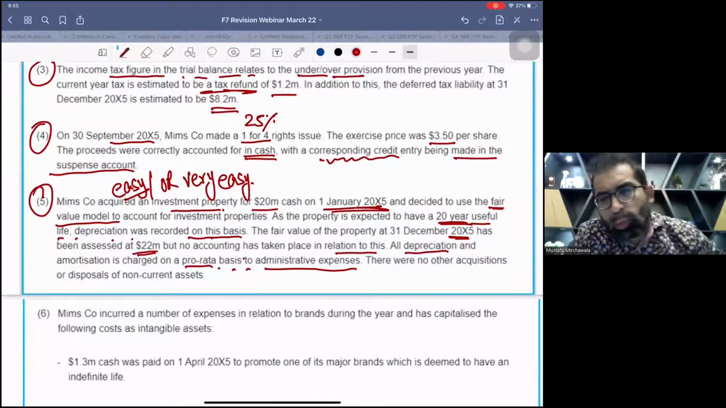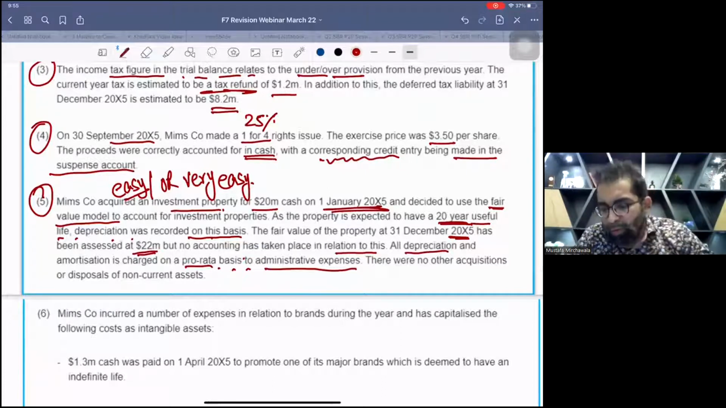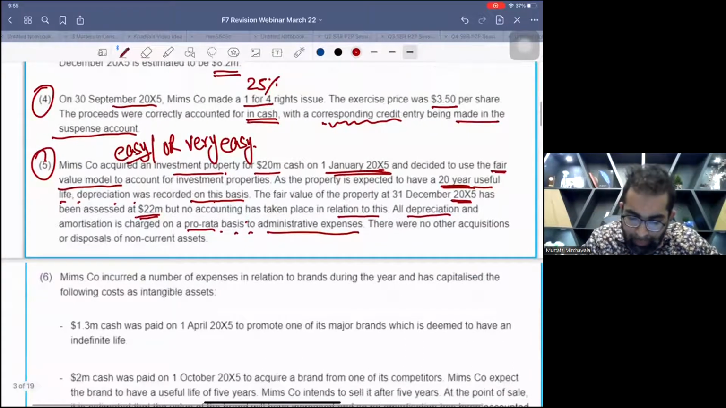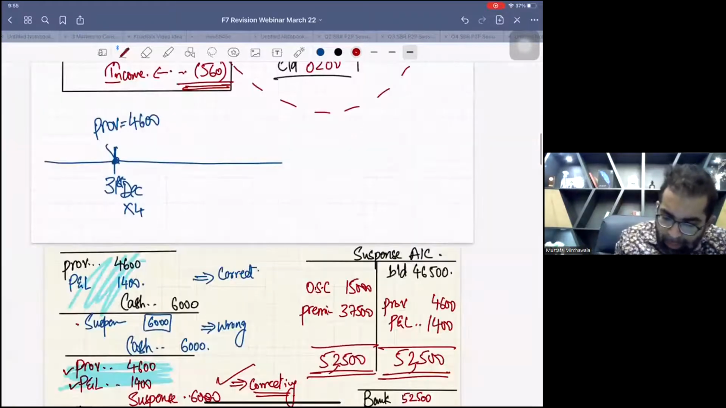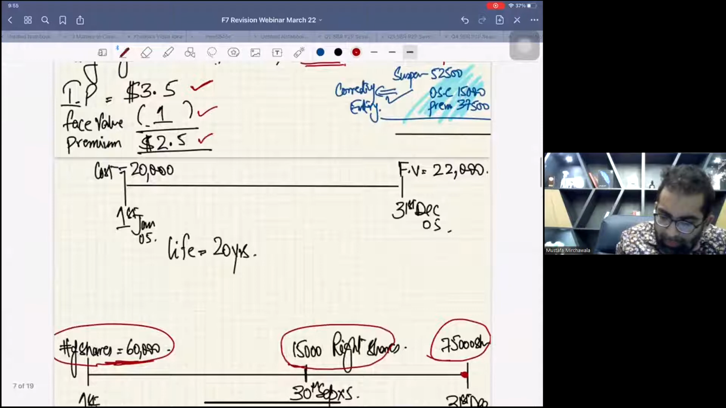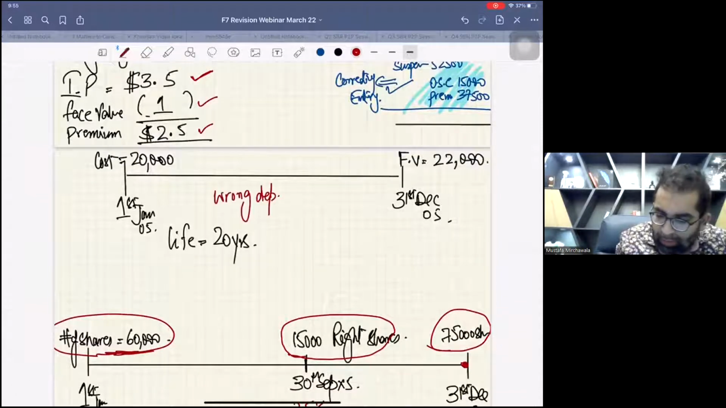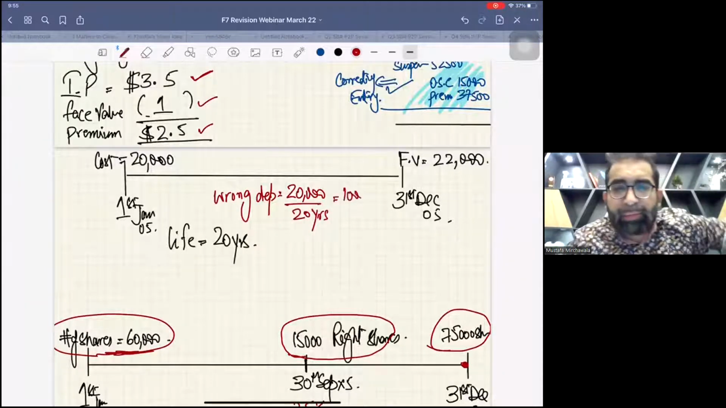So first of all, one mistake is they booked a wrong depreciation, just reversed it. And secondly, they booked the gain from 20 to 22, a 2 million gain in P&L. See this thing. They booked a wrong depreciation: 20,000 divided by 20 years, this is 1,000. This 1,000 is a wrong depreciation.